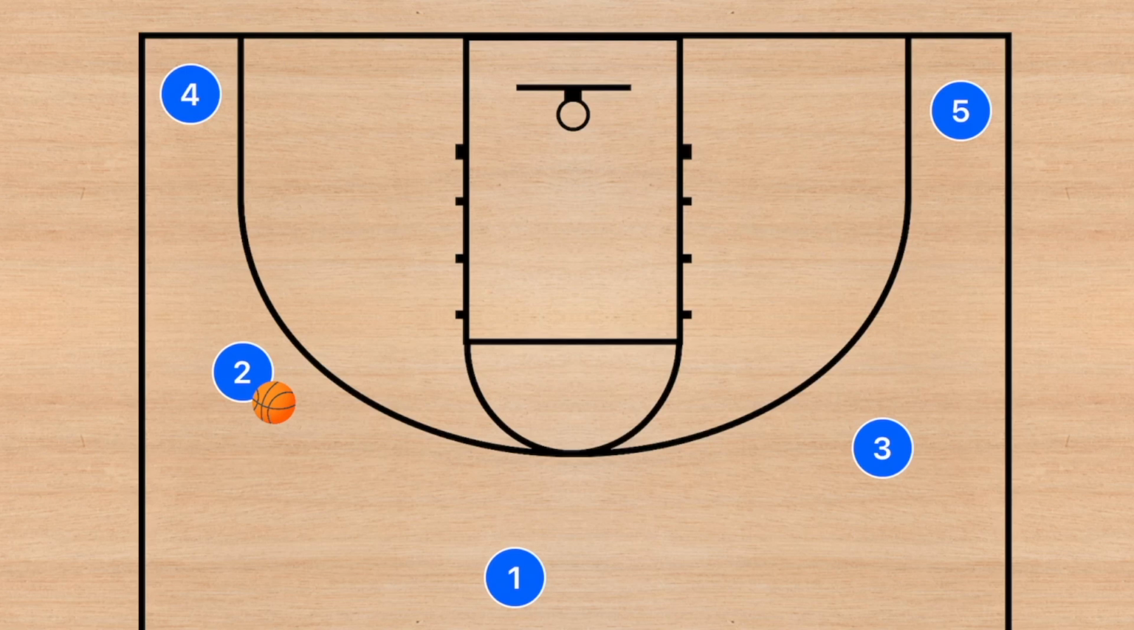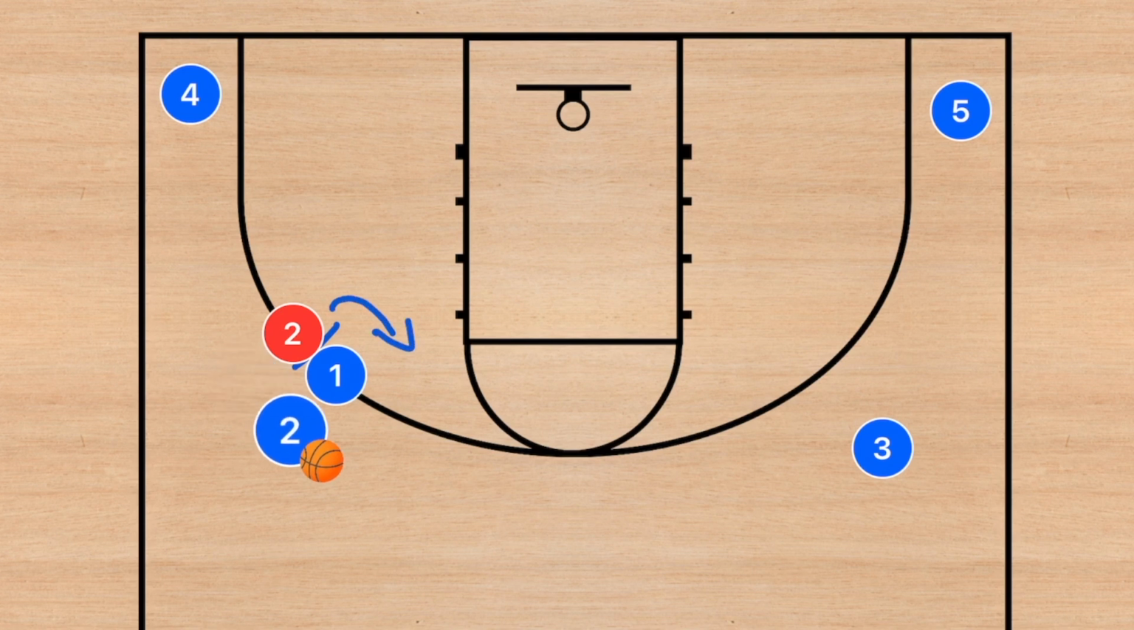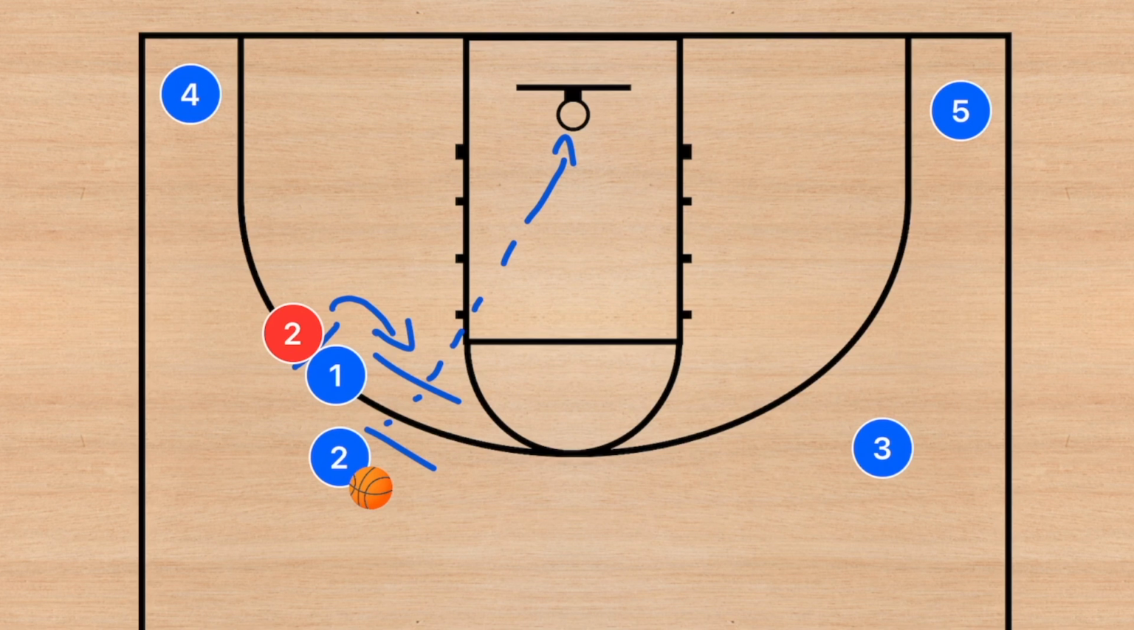Okay, so first off, when you make a regular screen, so for example, when player 1 sets a screen on player 2, right? When this happens, if player 2 uses player 1 as a screen, it all comes down to his defender and what his defender is doing. So for example, in a screen and roll, if player 2 was to go underneath of player 1, now player 2 would be looking to take that 3, mainly because he's created that much distance between himself and that man.